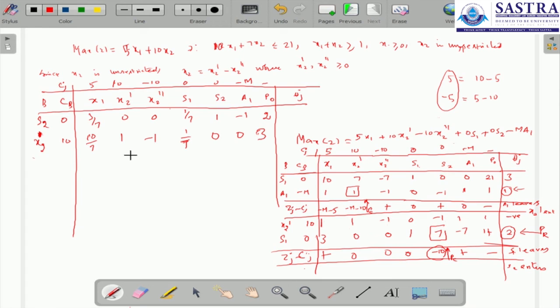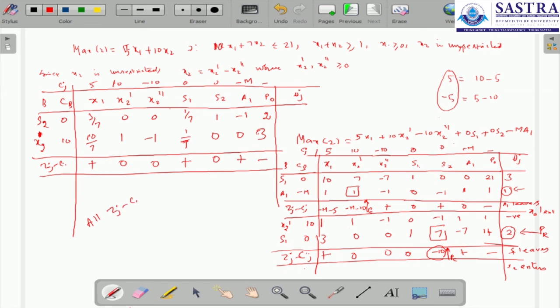Now what I do is, I have to go for computation of Zj minus Cj. So 100 by 7 minus 5, that is positive. Then 10 minus 10 becomes 0, then minus 10 minus of minus 10 is 0, then 10 by 7 minus 0 positive, then 0 minus 0 is 0, then 0 minus of minus 1 is positive, so dash. Now what happens here is all Zj minus Cj becomes positive. Therefore, iterations end.